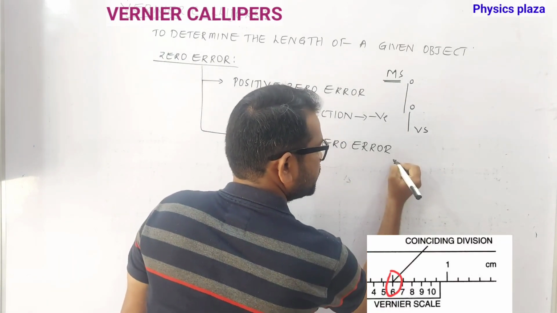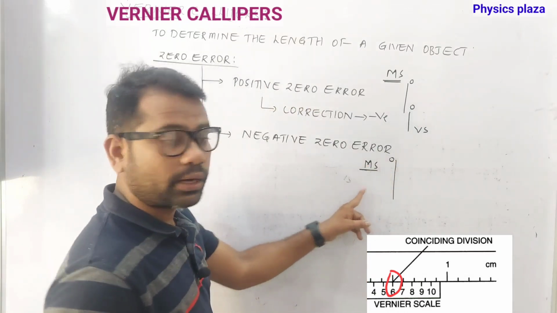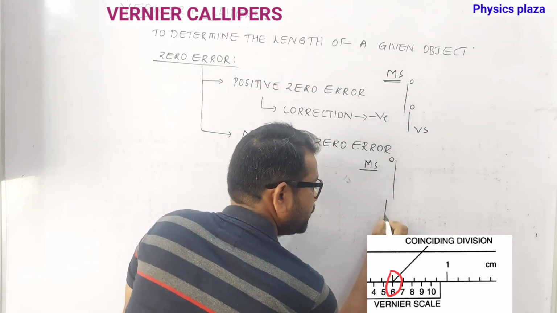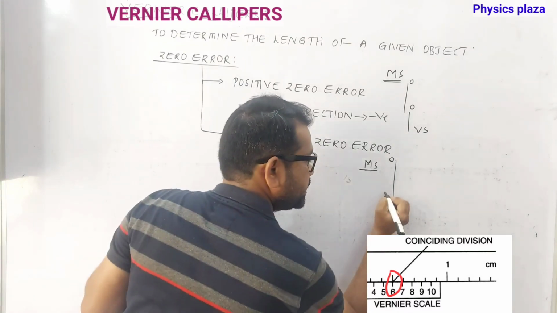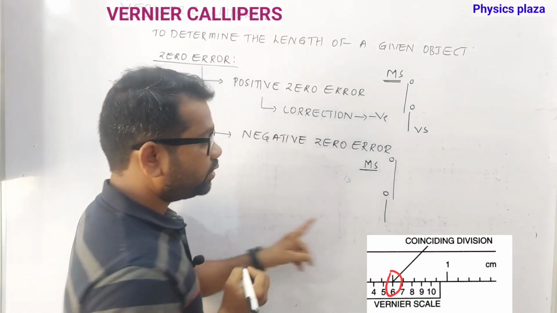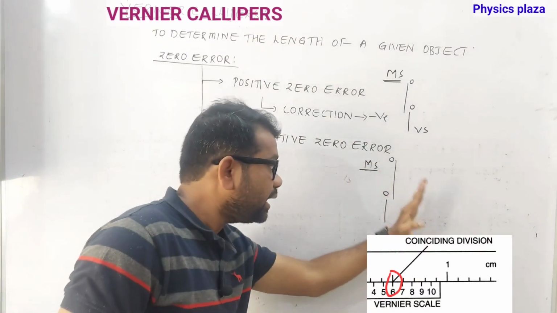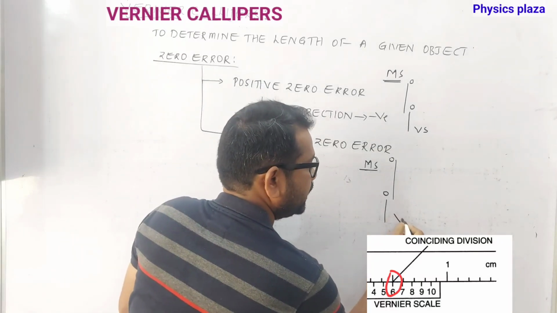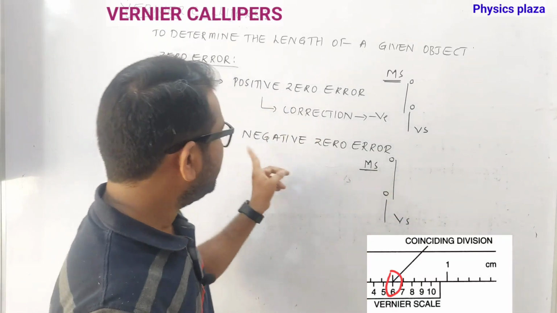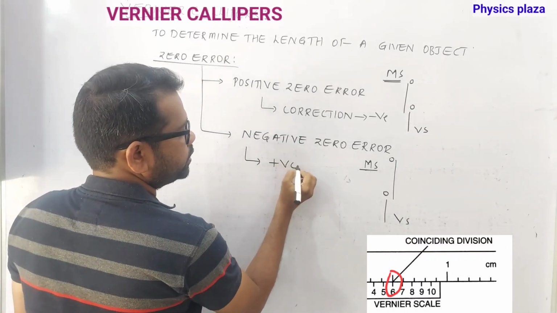Here, let us say it is the zero reading of the main scale. But here, after bringing the two external jaws in contact, we notice that the zero reading of the Vernier scale is standing on the left side of the zero reading of the main scale. Now it is said to have negative zero error, children. For this, the correction is positive.